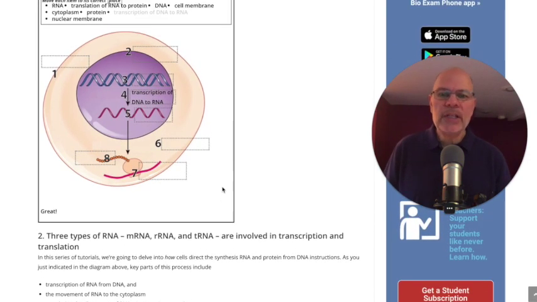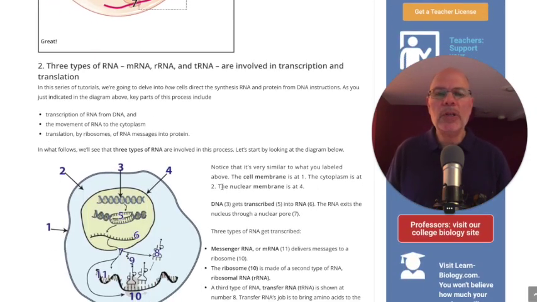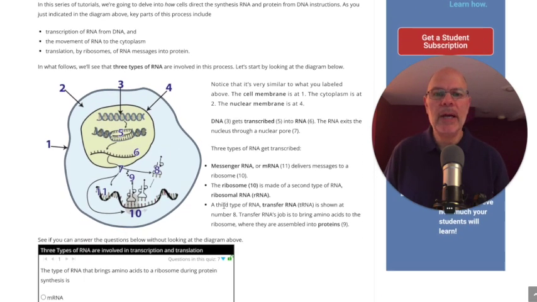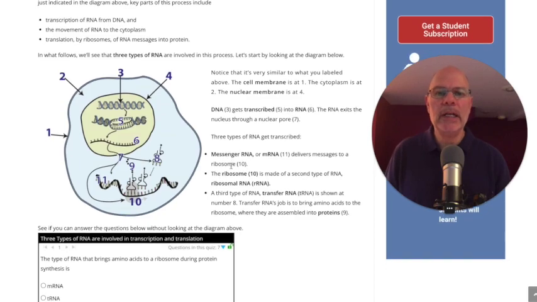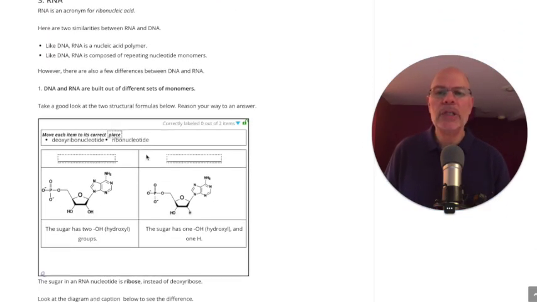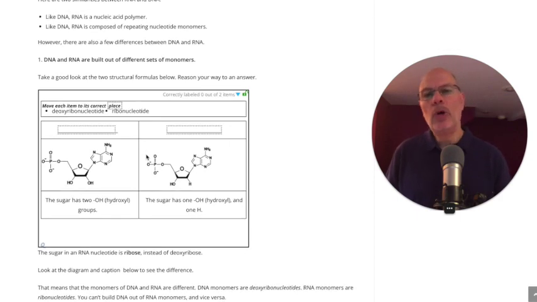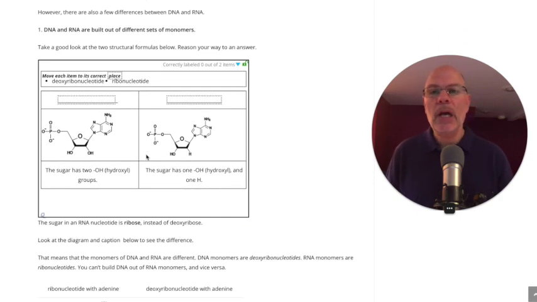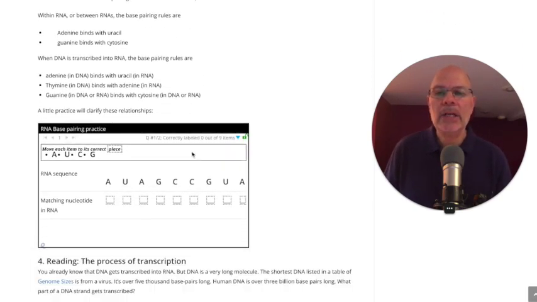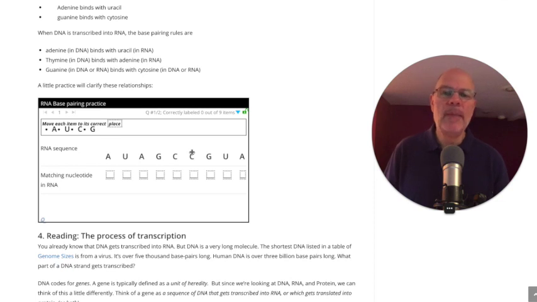So this gives you the big picture, and then what I'll do is I'll teach about the three basic kinds of RNA: ribosomal RNA, mRNA, and tRNA, and that'll be followed by a quiz. This part of the tutorial will talk about the differences between DNA deoxyribonucleotides and RNA nucleotides, which have this hydroxyl group over here instead of a hydrogen atom. And it'll teach you about the base pairing rules.